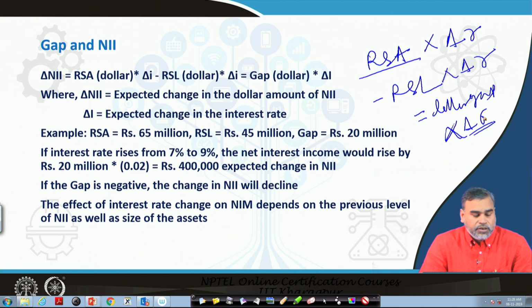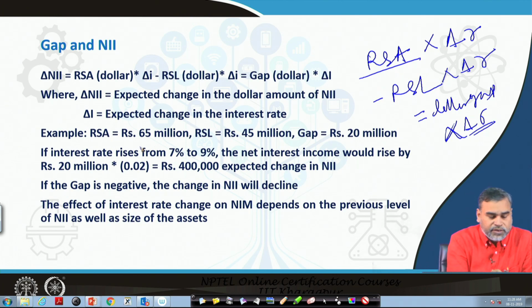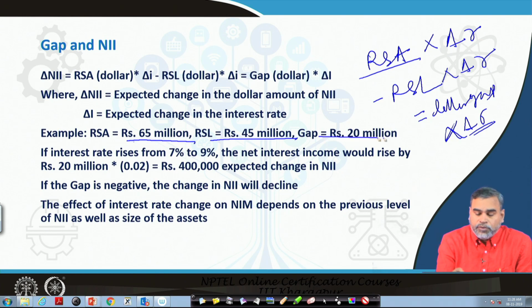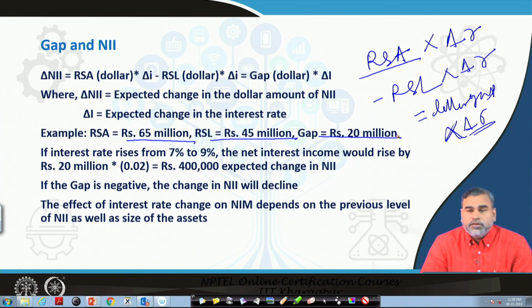For example, your rate sensitive assets are 65 million and rate sensitive liabilities are 45 million. So obviously your dollar gap will be 20 million, 65 million minus 45 million. Let the existing interest rate be 7%. If the interest rate has increased from 7% to 9%, how is the net interest income going to change? From the example it is very clear that it is a positive dollar gap.